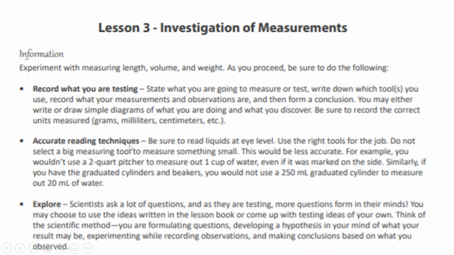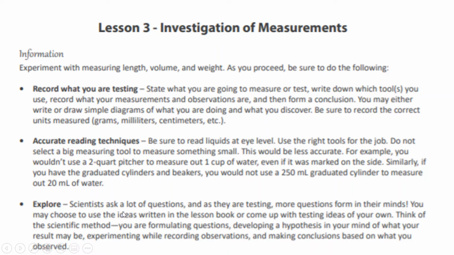Accurate reading techniques. Be sure to read liquids at eye level. Use the right tools for the job. Do not select a big measuring tool to measure something small. This would be less accurate. For example, you wouldn't use a 2-quart pitcher to measure out 1 cup of water, even if it was marked on the side. Similarly, if you have the graduated cylinders and beakers, you would not use a 250 milliliter graduated cylinder to measure out 20 milliliters of water.